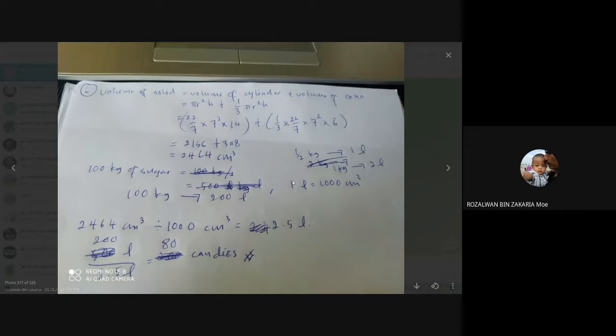Then you also have to know the conversion of unit, from liter to centimeter cube, cm³.